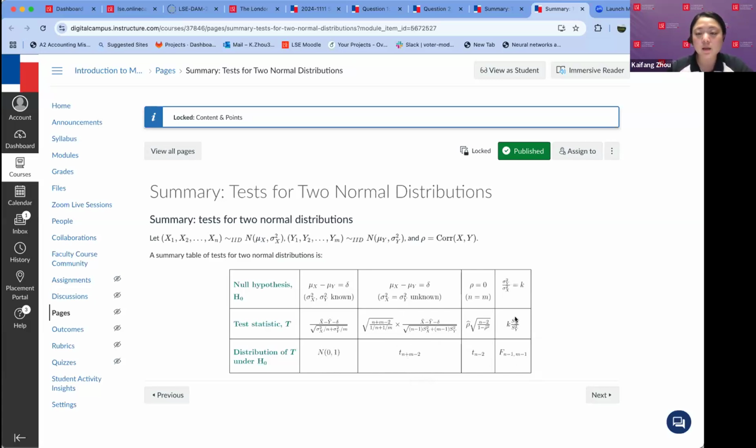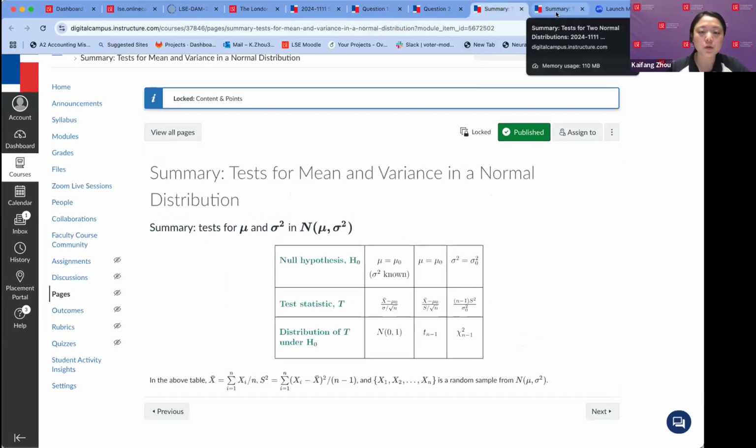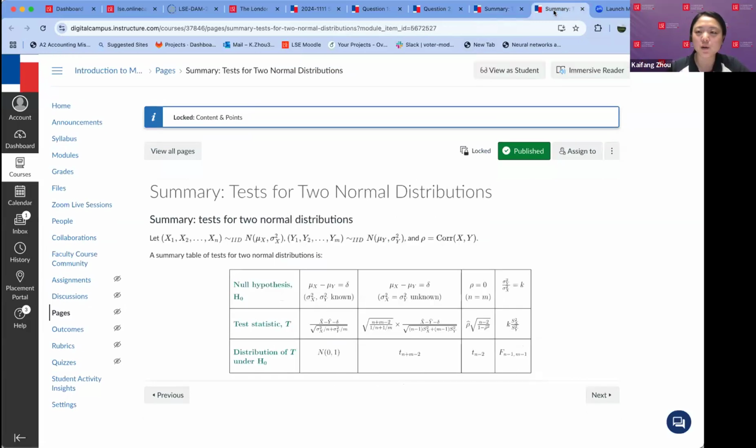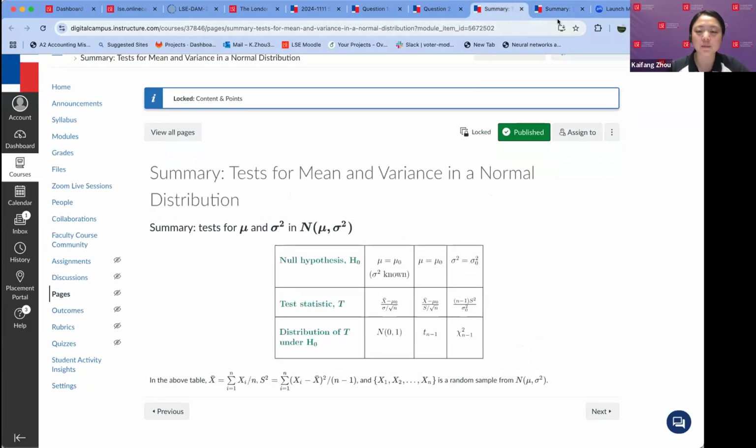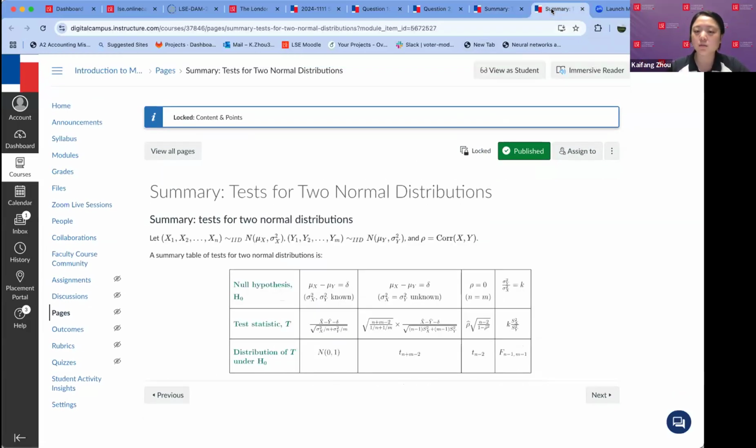And then the last one is about the ratio of two variances. In this case, we're going to use the F distribution. So these two tables, make sure you put them in your brain before the exam. There would definitely be one or two questions coming out in your final exam.